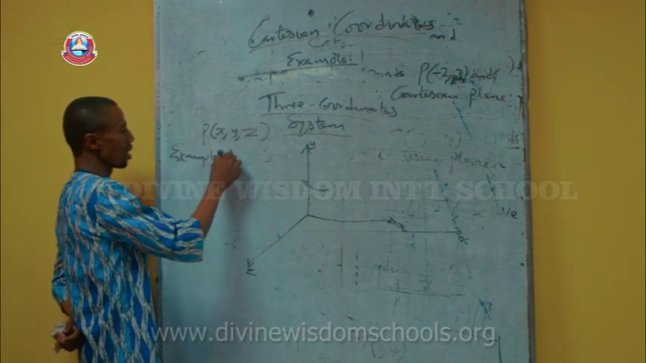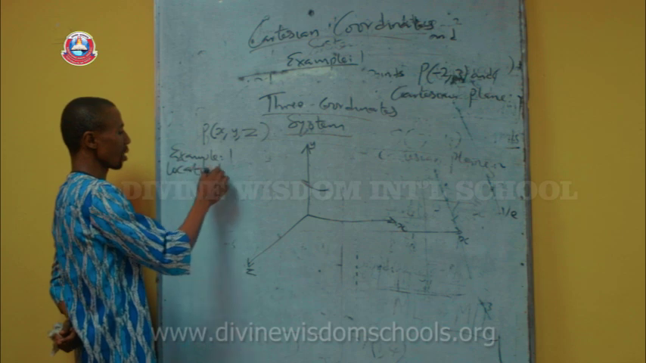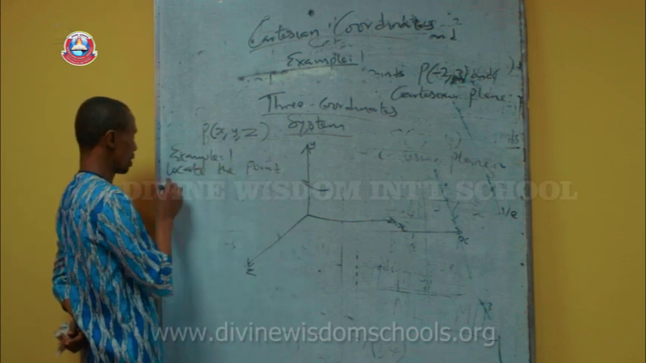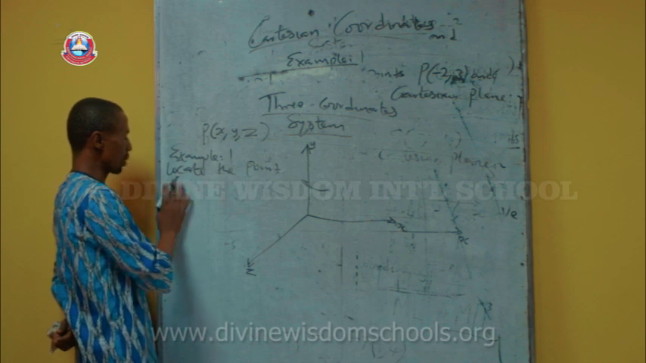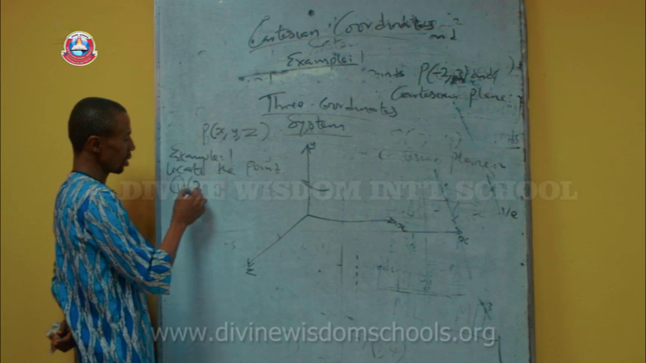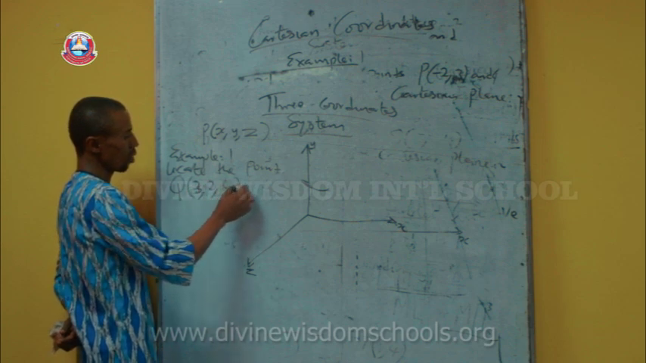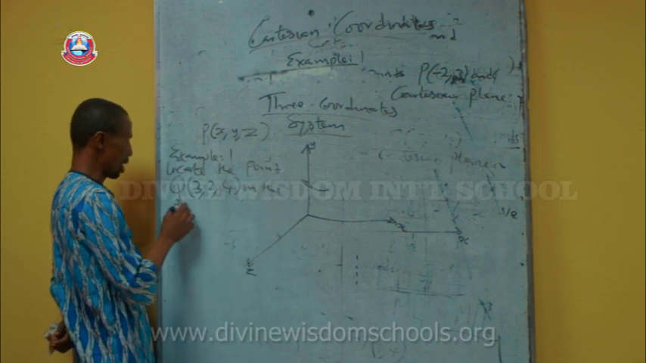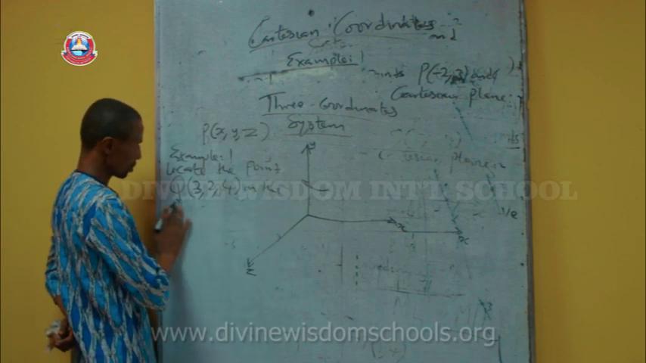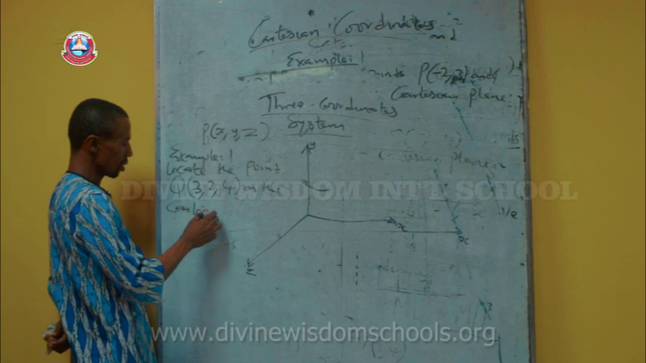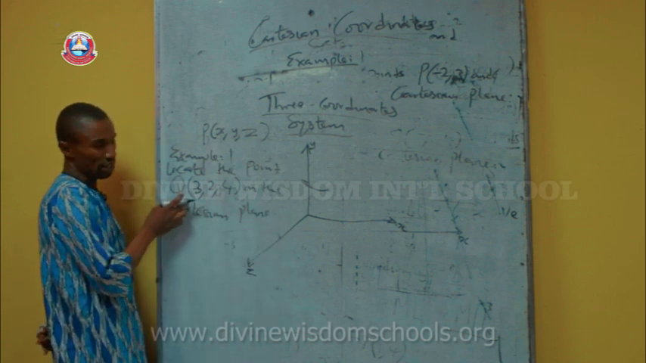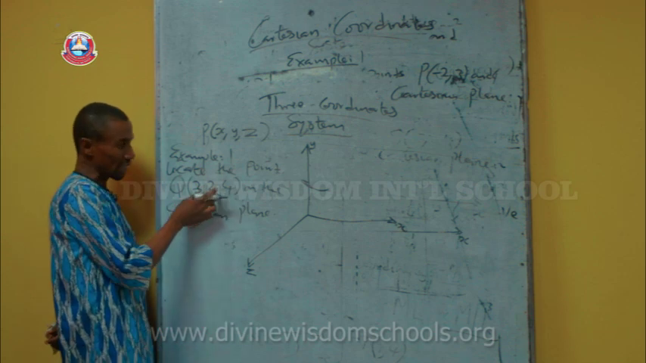So we have: locate the point Q with the coordinates 3, 2, and 4 on the plane, or on the Cartesian plane. On the Cartesian plane. So you can see that we have three numbers. This is for three coordinate systems.